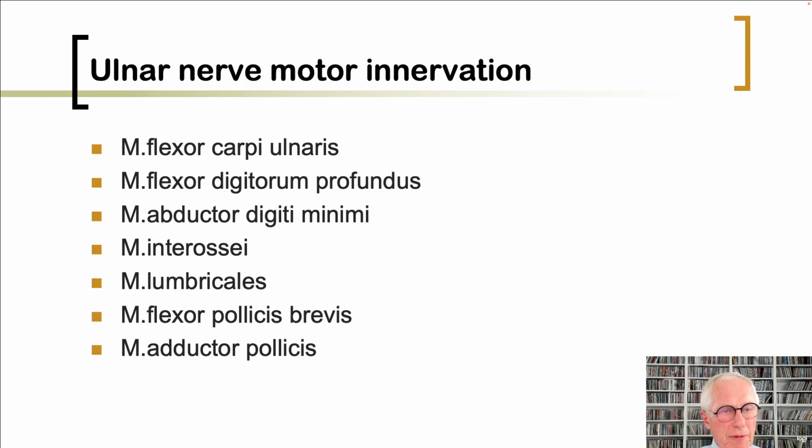The order of innervation is fairly straightforward. In the forearm, flexor carpi ulnaris and flexor digitorum profundus receive their innervation, and in the hand, the deep ulnar branch will innervate the abductor digiti minimi as the first muscle, and at the end point, the first dorsal interosseous, adductor pollicis and flexor pollicis brevis.